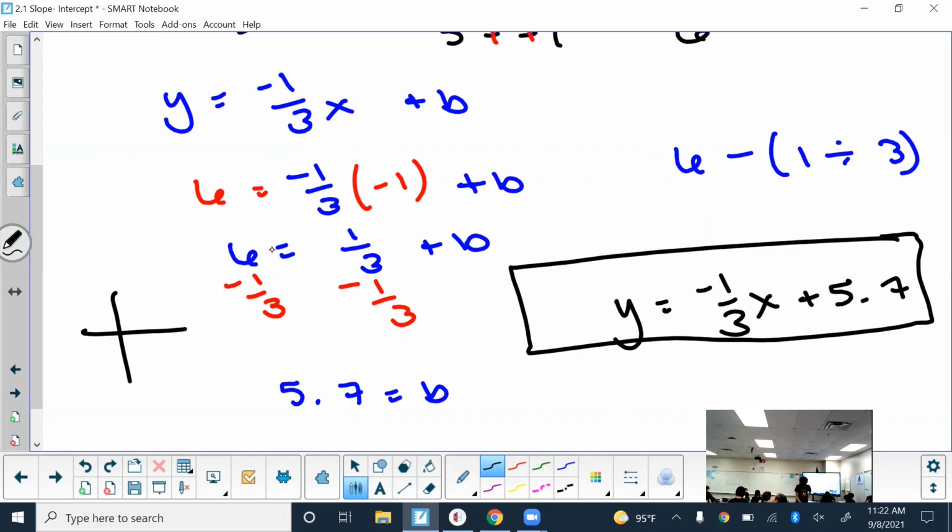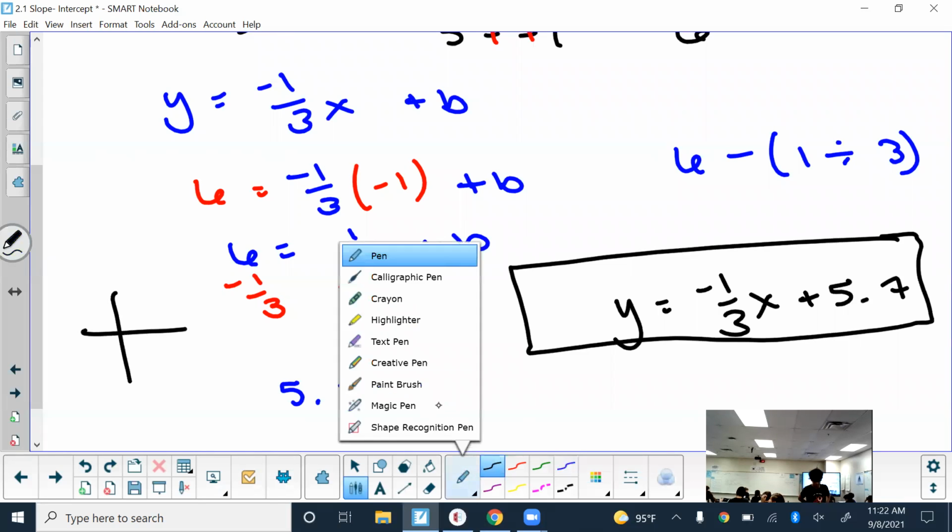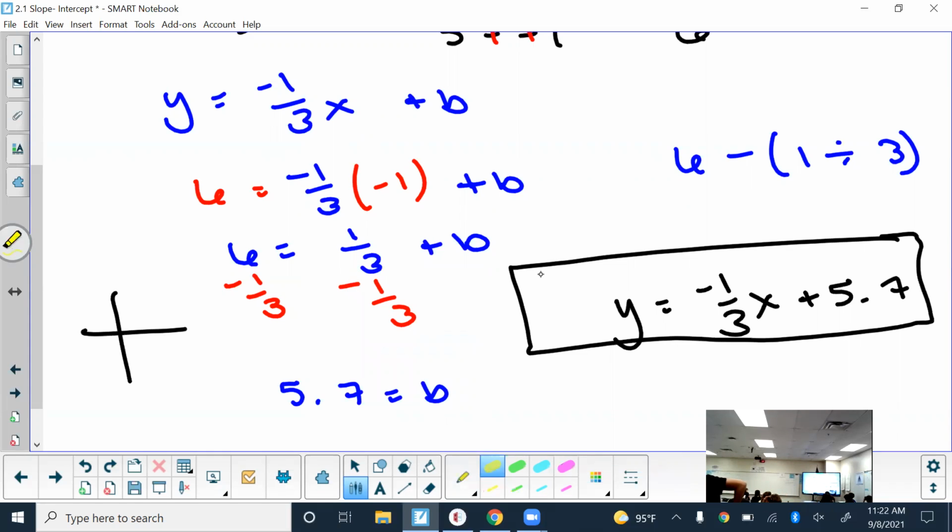So if I asked you, say on your exit ticket, what is the slope of this, what would you tell me? Negative 1/3, or would you tell me negative 1/3 X? No, do not include the X in your answer box. It will be wrong because you put the X. Slope is just the number in front of the X. All right, any questions?